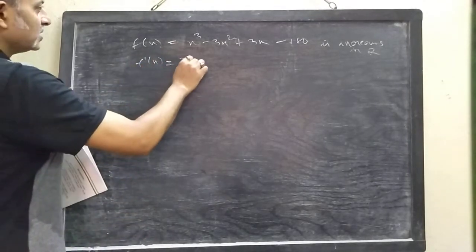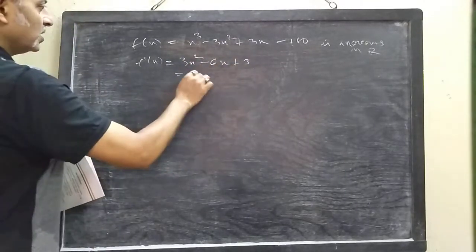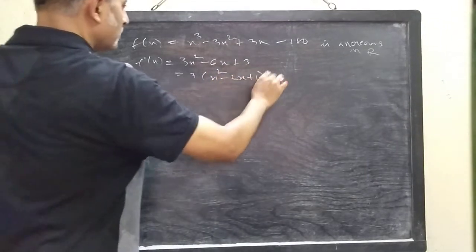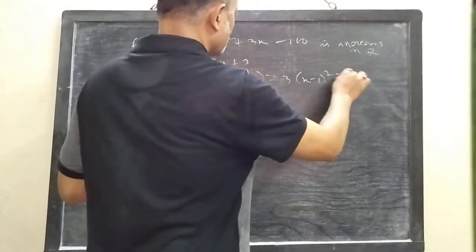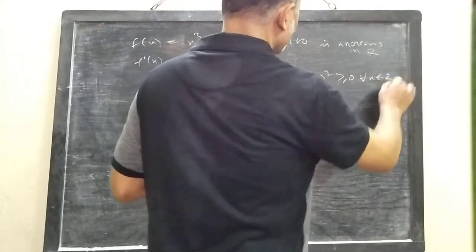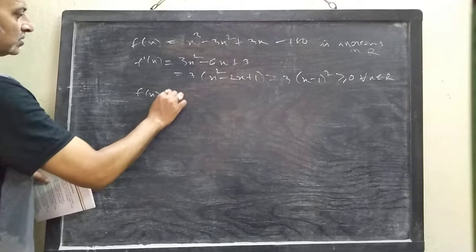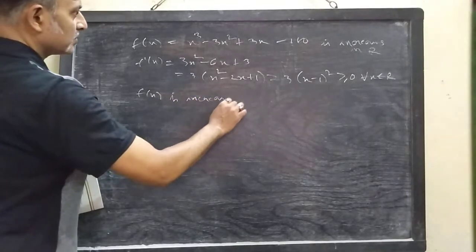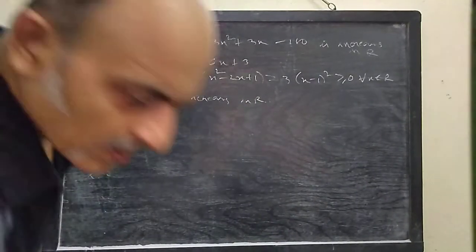Here f'(x) is 3x^2 - 6x + 3. If you take 3 common, then x^2 - 2x + 1, you get 3(x - 1)^2. This is greater than or equal to 0 for all x belongs to R. So you can conclude f(x) is increasing in R. Okay? Next question.